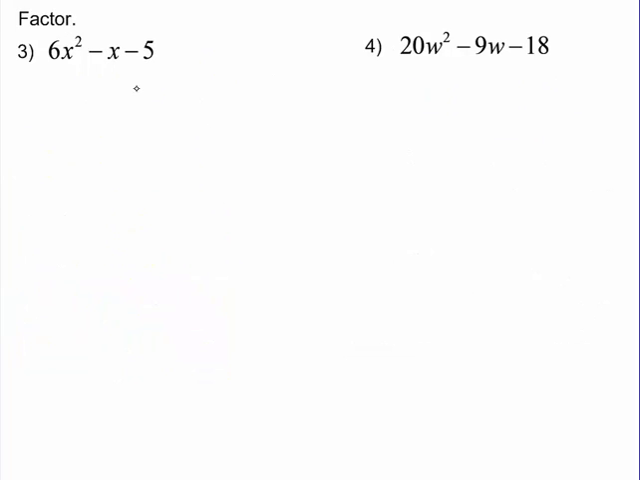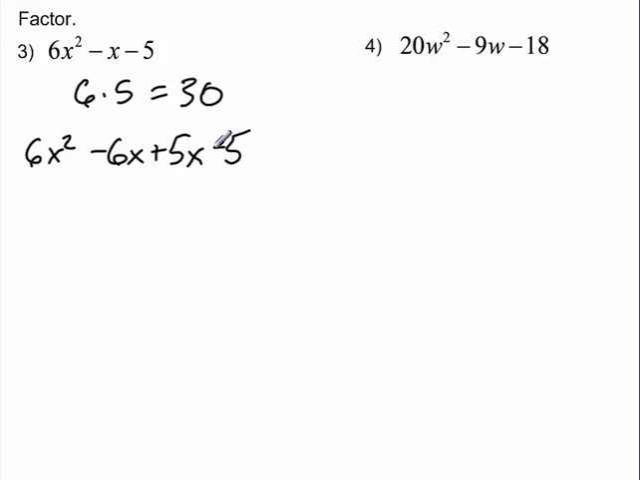Okay. This one here, 6 and negative 5, so 6 times 5 equals 30. What are my factors of 30 that add together to give me 1? And remember, they're going to be opposites, so let's see, we got 6 and 5. If I add those together, yeah, that works. So 6x squared minus 6x plus 5x, nope, sorry, minus 5. There we go. Now, group them.